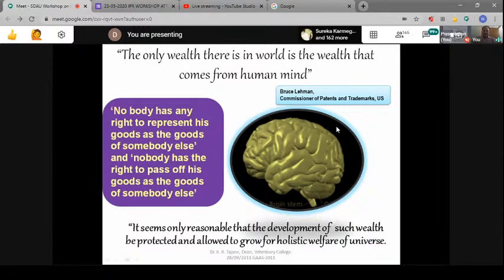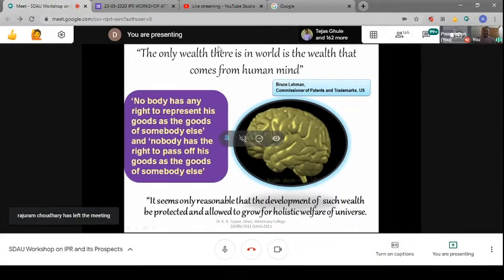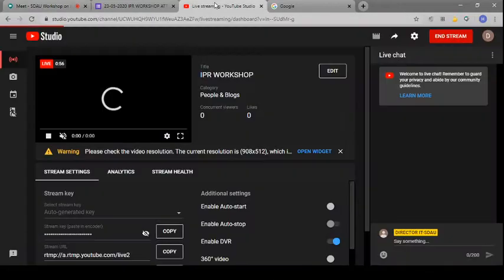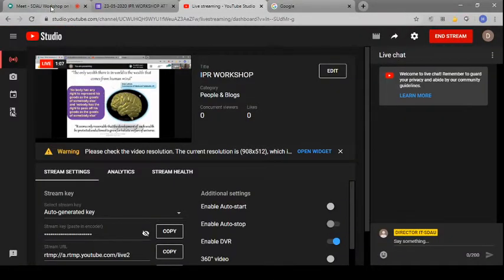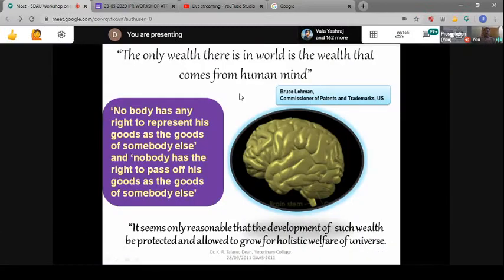Now if you see the words given by Bruce Lehman, the Commissioner of Patents and Trademarks in the United States: the only wealth there is in the world is the wealth that comes from the human mind. So this is the summary of the whole concept of intellectual property.